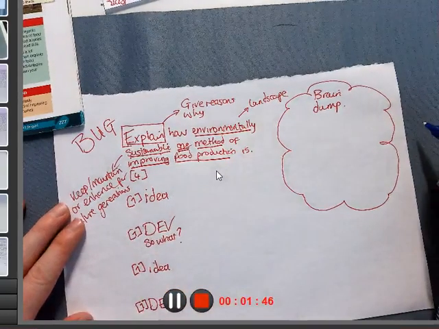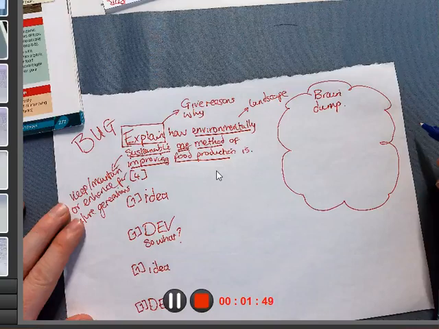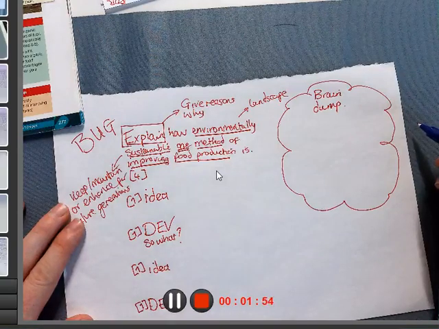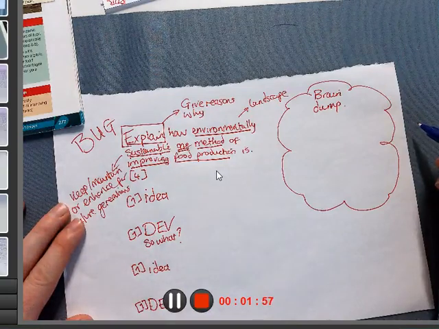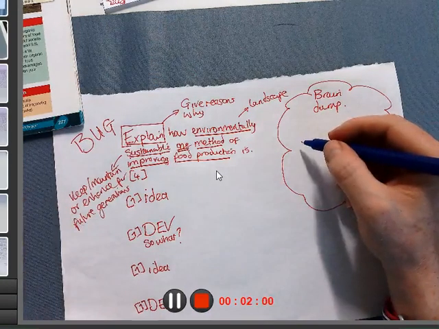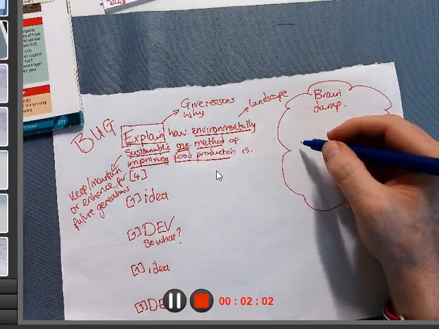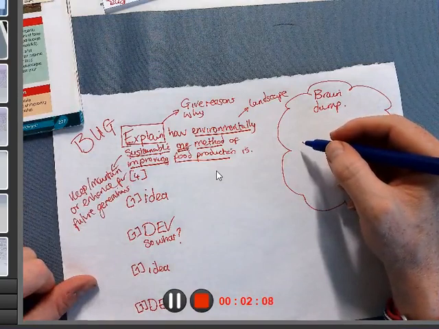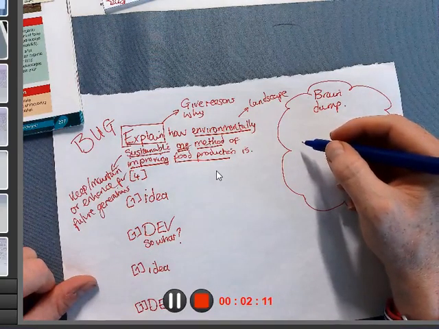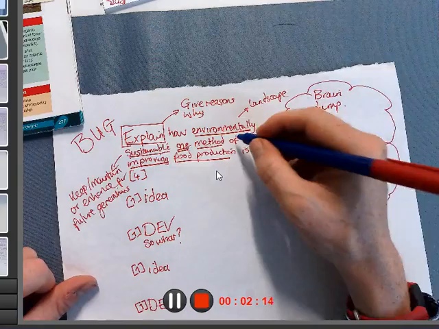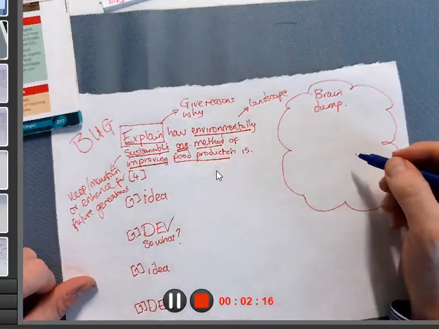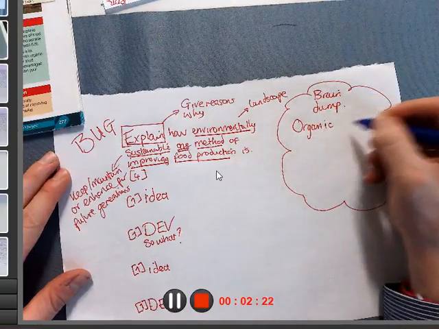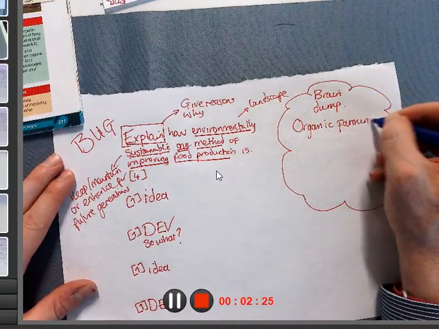So in terms of our brain dump, what could we use? If we're doing a brain dump and we're looking at page 276 and 277, what could we use to answer this question? Intense farming. Are you going to use intense farming? Is intense farming environmentally sustainable? So in our brain dump, and you could be sketching this down as I do it, we are going to talk about organic farming.